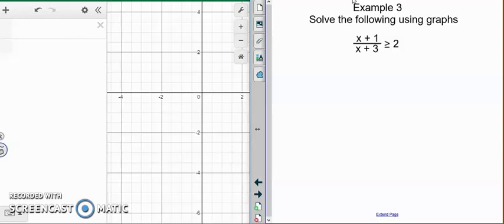So here we're going to do a rational function, and with this part, we're going to graph them out and see where the rational function is greater than or equal to 2. So in Desmos, let's go ahead and type this in.